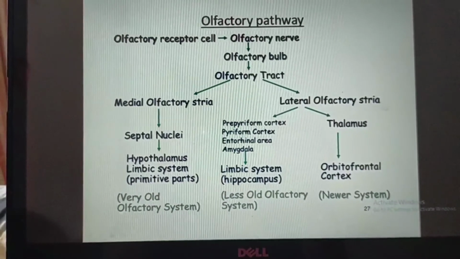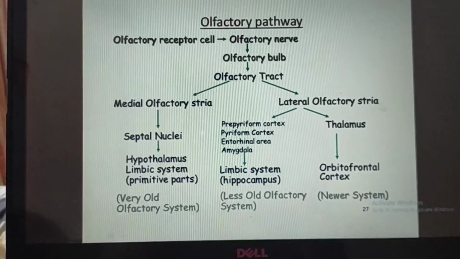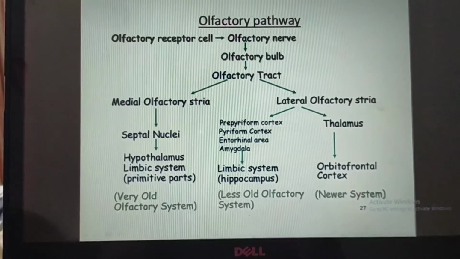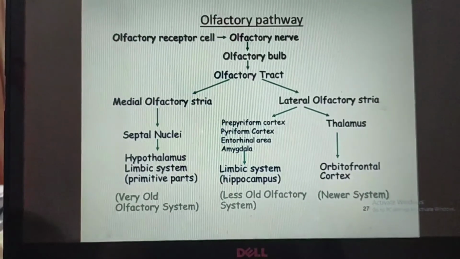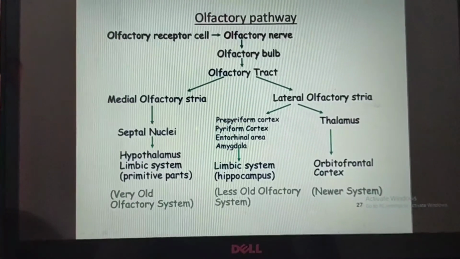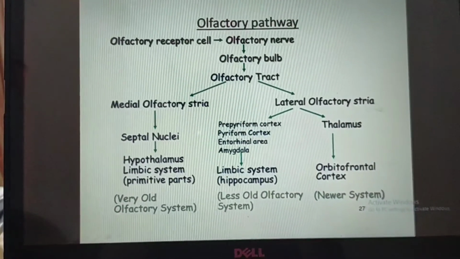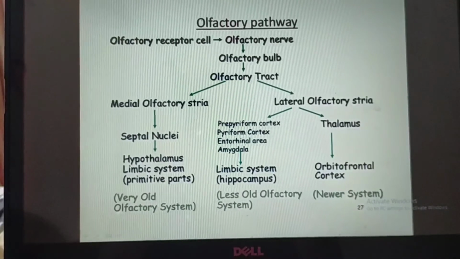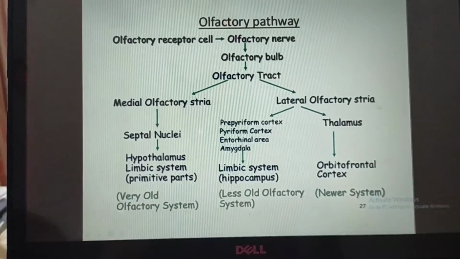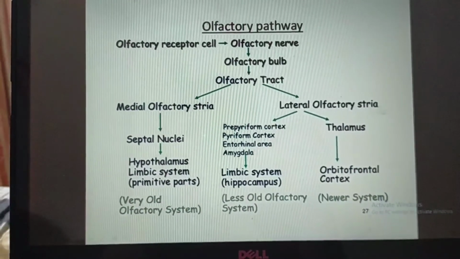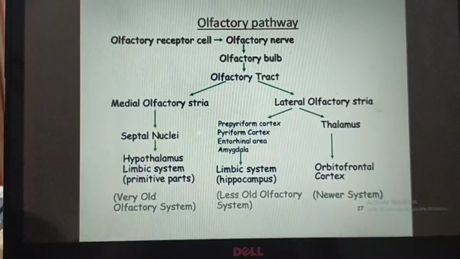So if it is asked in the exam, then you have to write about all the three systems. Again, it is different from the other pathways, and you can say that the olfactory pathway or mechanism of smell or nerves are ipsilateral.